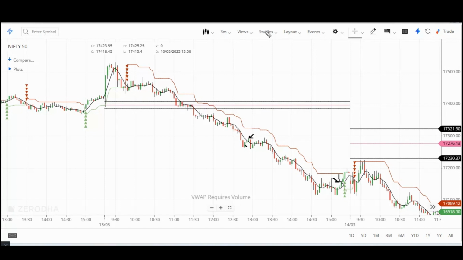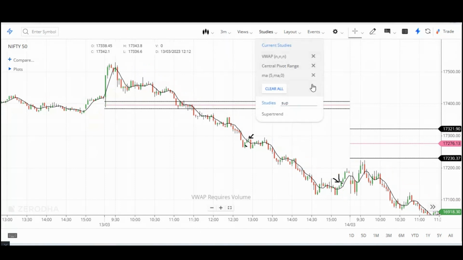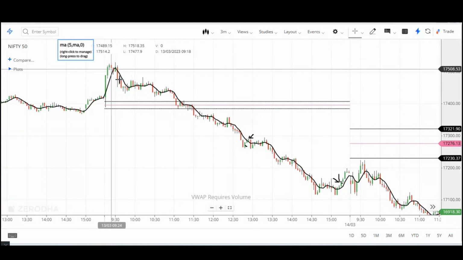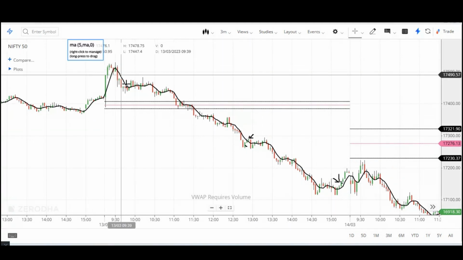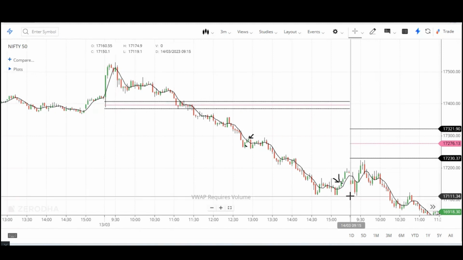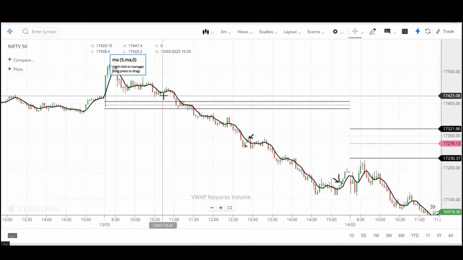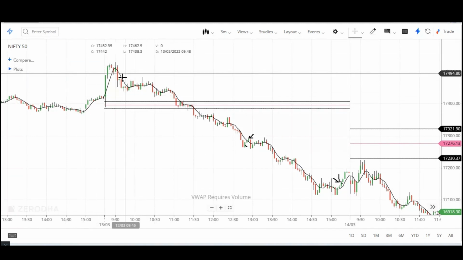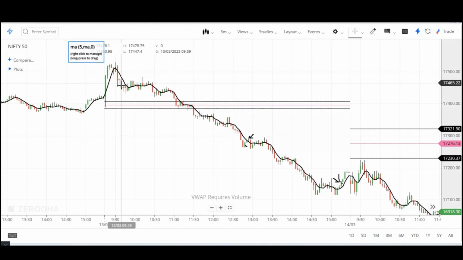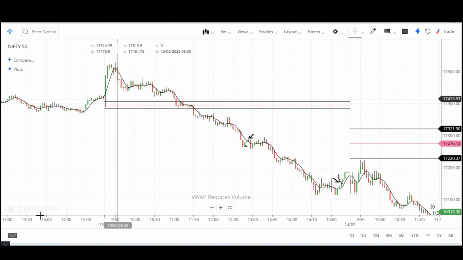If you don't want to use the super trend, you don't use it, as per your convenience. Now if you're not using super trend, when you will enter, what is the confirmation? A full bodied candle under the five moving average. This is the one.